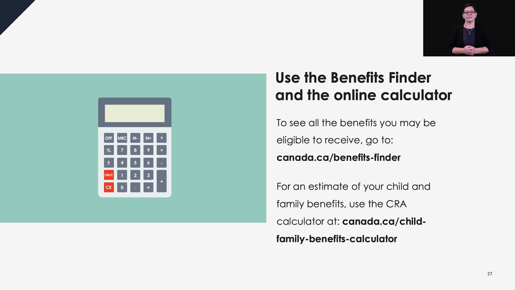You can use the online benefits finder to find out what benefits you may be eligible for. Answer a few questions and the benefits finder will generate a list for you. To use the finder, visit canada.ca/benefits-finder. You can also use the CRA calculator to see how much you could get in child and family benefits.